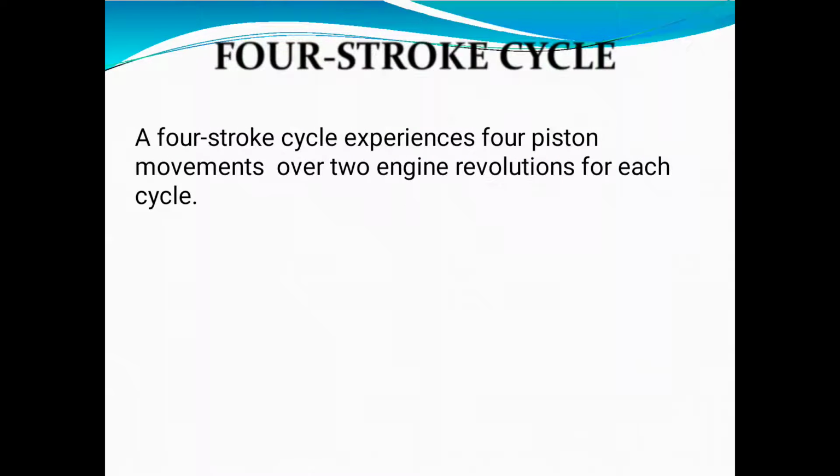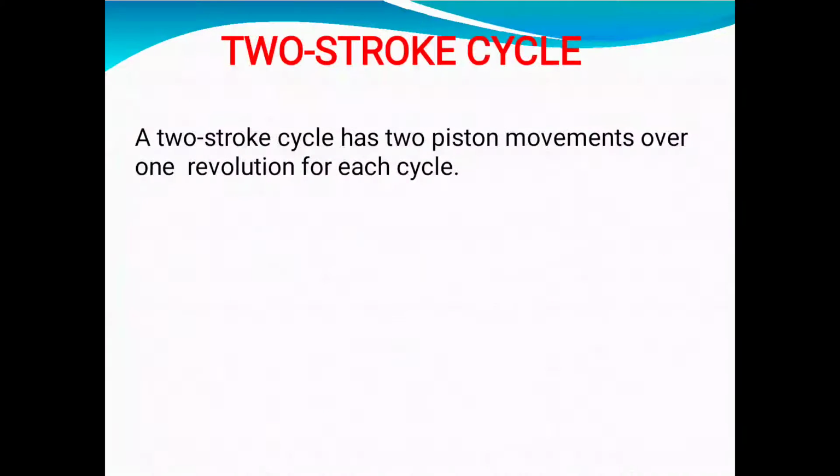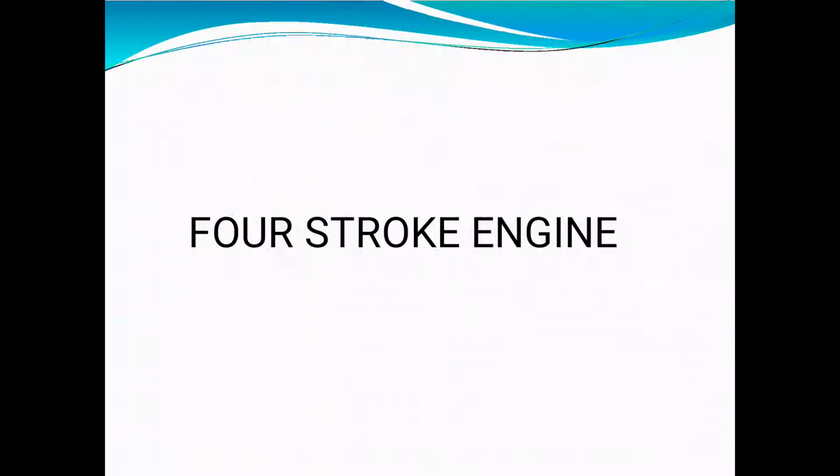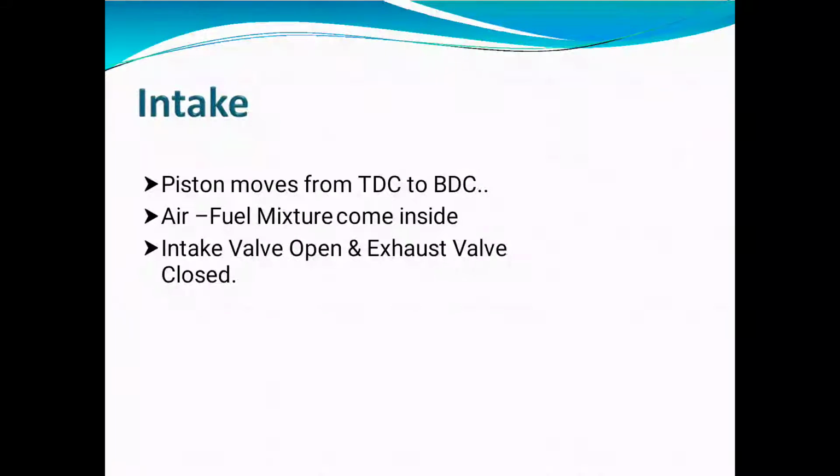So, what is meant by 4-stroke cycle? A 4-stroke cycle experiences 4 piston movements over 2 engine revolutions for each cycle. Next one is a 2-stroke cycle. A 2-stroke cycle has 2 piston movements over 1 revolution for each cycle. So we'll see the details of the 4-stroke cycle engine. It consists of 4 strokes, that is intake, compression, power and exhaust stroke.